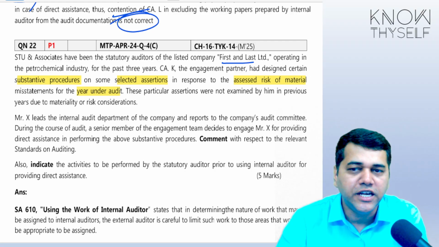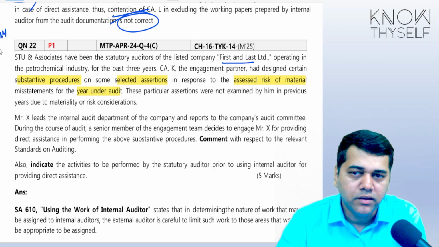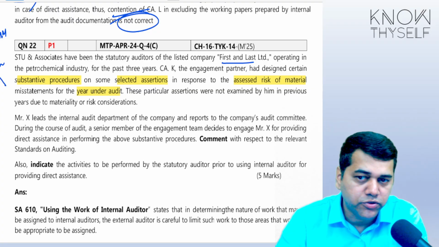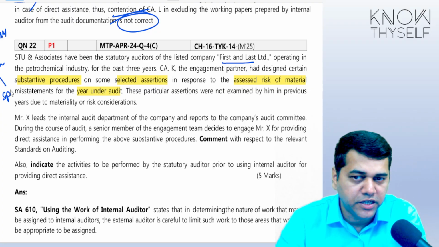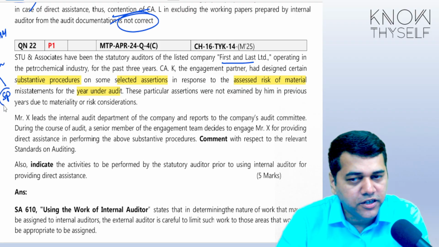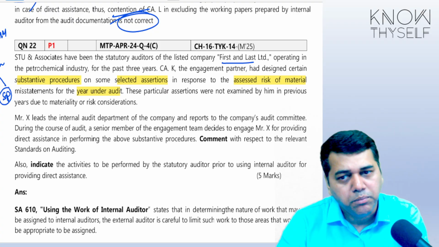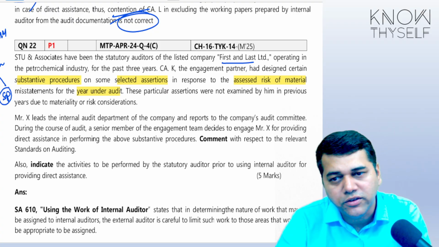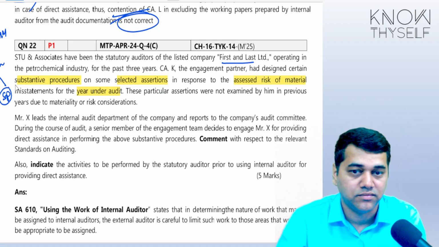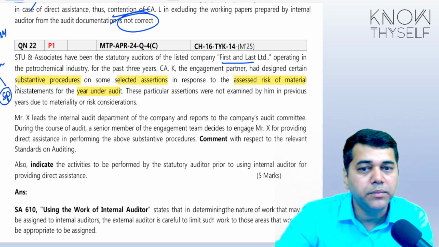Now, when you identify ROMM, please understand it is always at the assertion level. When you talk about assertion level risk, there are two audit procedures. You could have done test of controls or substantive procedures. Now, what has he decided to do? He has decided to do substantive procedure. Why? Probably because controls are not effective in this organization for that particular assertion. For other assertions, controls may be effective.